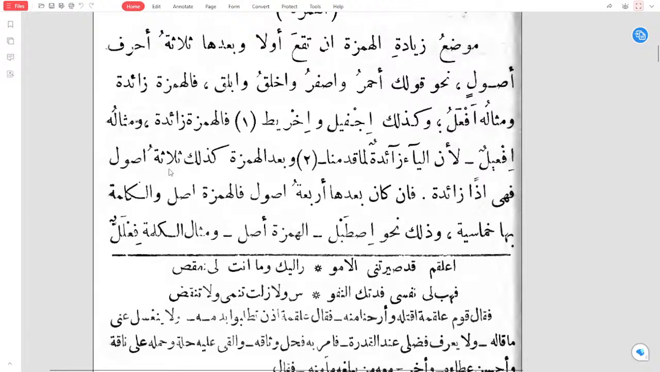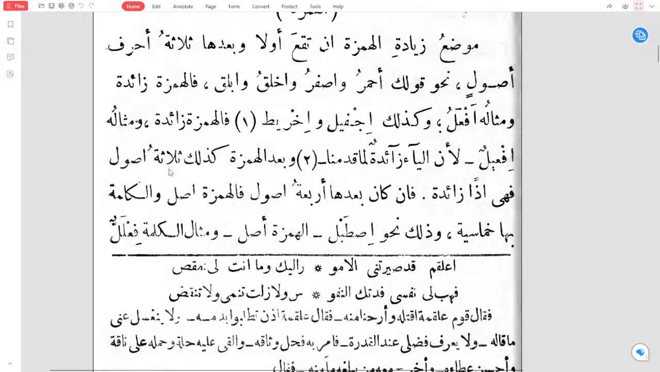فإن كان بعدها أربعة أصول فالهمزة أصل والكلمة بها خماسية. And if a word is such that it has 4 root letters and the hamza is at the beginning of it, then the hamza will be an asl as well, and the word will be a word which has 5 root letters. وذلك نحو إصطبل. إصطبل means stable, and that is like how we say إصطبل. فالهمزة أصل. Hamza is an asl in it.